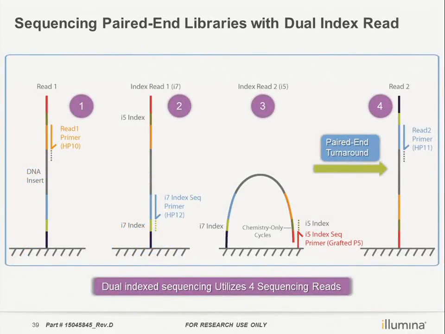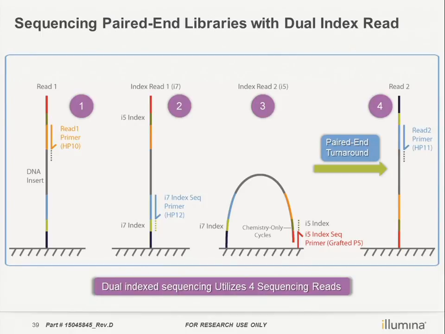So we just mix and match. Say, for example, samples 1 and 2 share the same index 1, but have different index 2. This way, you only need a limited number of index combinations, but you get a lot of different multiplexing capacity that you can work with. Right? So this is the advantage of dual indexing.